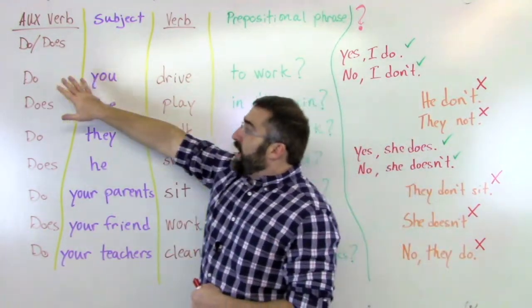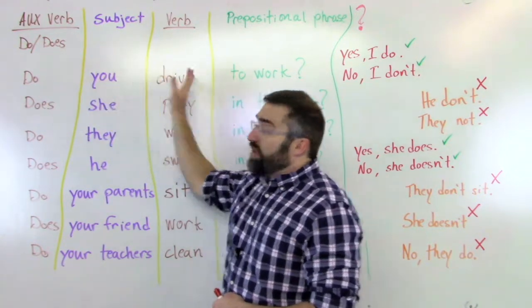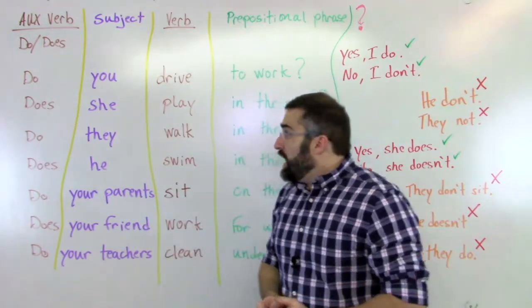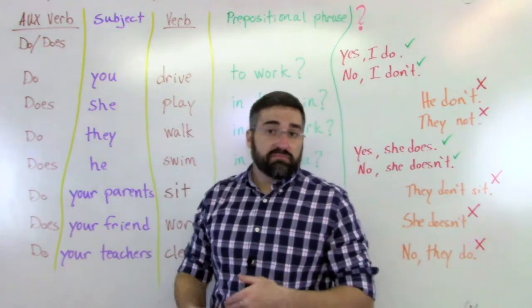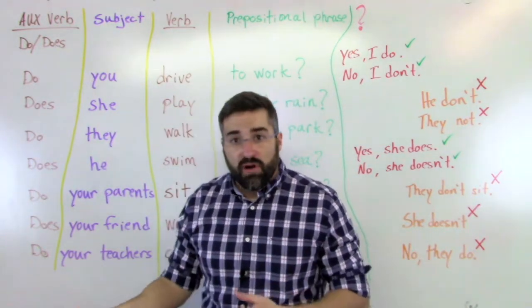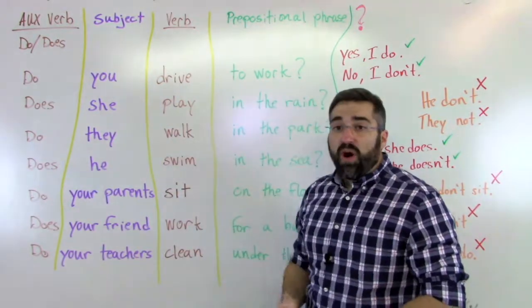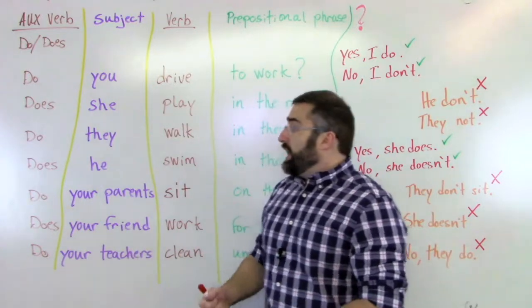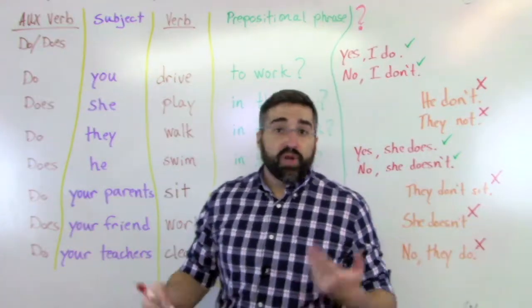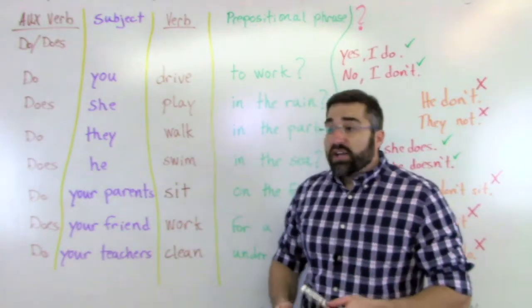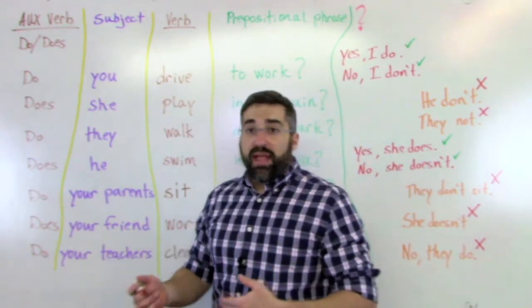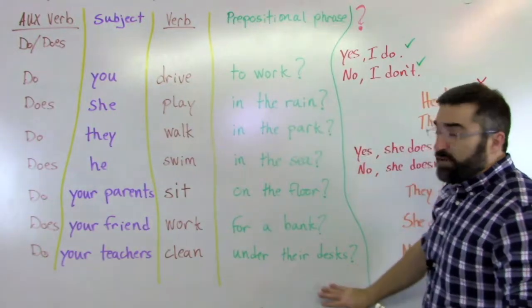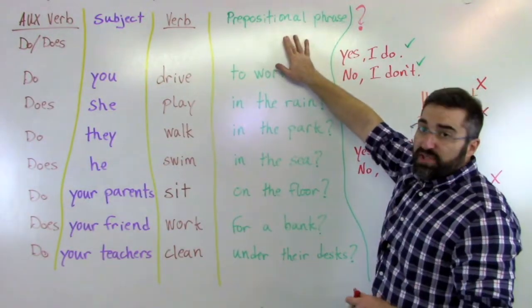So right now, we just need to have, do you drive? Yes, no. Does she play? Yes, no. Do they walk? No, they run. Does she swim? No, she sinks. So maybe we can add more information here. We want to add a little more information by having a prepositional phrase.